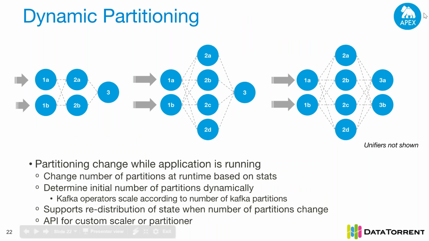So dynamic partitioning is basically your partitioning changing while the application is running. In this particular slide, you can see that your input operators 1A and 1B are constant, but in the next state, you can see operator 2 is scaled to 4 partitions. Since operator 2 is scaled to 4 partitions, it also leads to an increase in the data processed by operator 3, which leads to partitioning of operator 3.